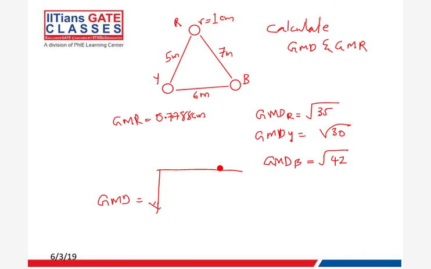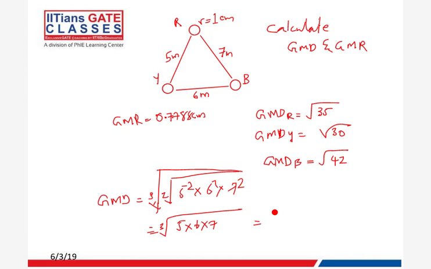cube root of square root of 5 square into 6 square into 7 square. So basically it will be cube root of 5 into 6 into 7. So 5 into 6 into 7 is cube root of 210. It is 14.49.